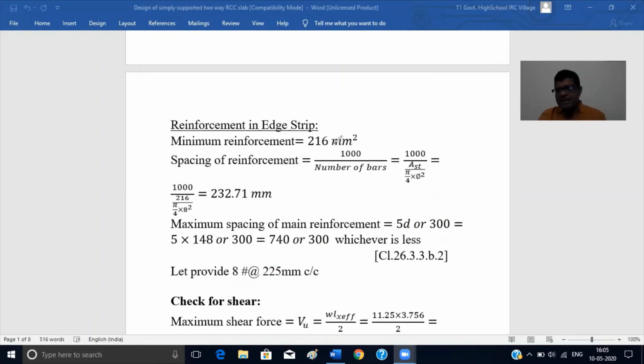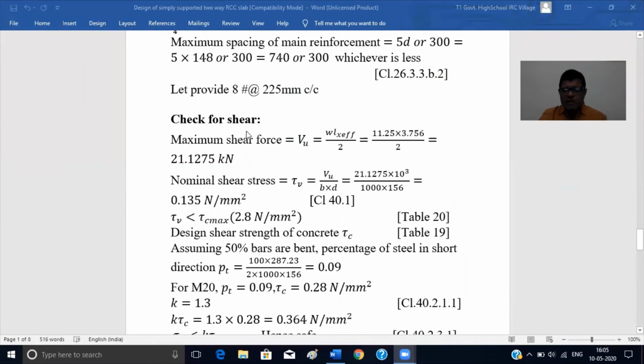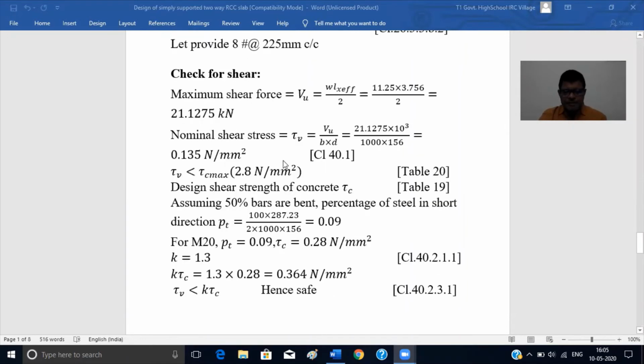Now, once the design for flexure is over, we usually go for the check for shear. As you know, the slabs are safe in shear, no shear reinforcement required. Tau b shall be less than k tau c, and all the calculation of shear will be in x direction. You can check here. The shear force is taken as WLX, LX effective by 2.